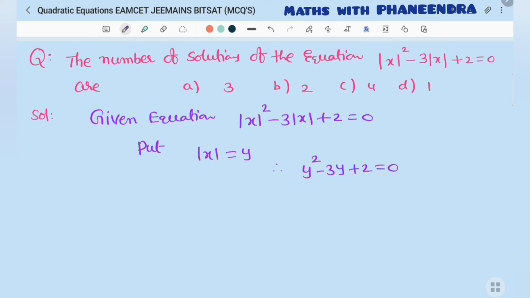This type of question they are asking in JEE Mains and EAMCET. Dear students, you remember that.